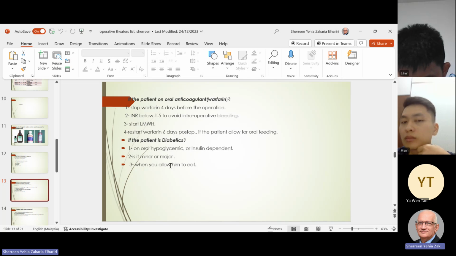When the patient is allowed to eat, if he is on an oral hypoglycemic drug, he returns to the oral hypoglycemic drug. If the patient is on insulin, he returns to the normal dose of insulin. Usually after operation, we give Actrapid, which is aqueous or soluble insulin. But usually the patient takes a mixture of long-acting and short-acting, what we call mixtard.